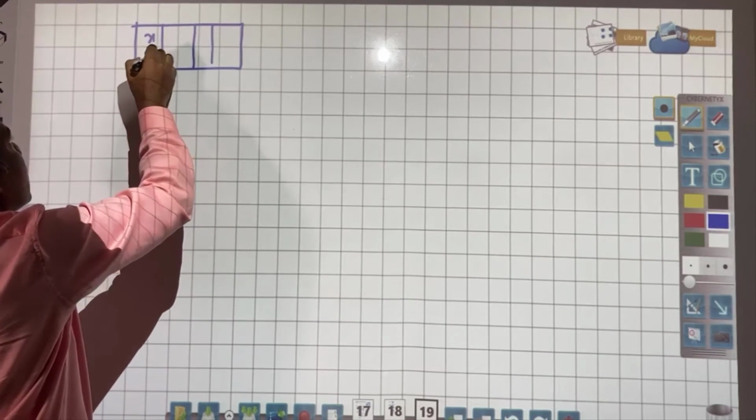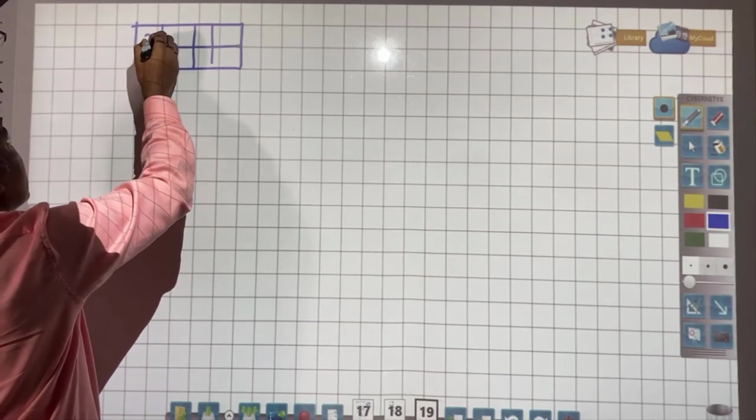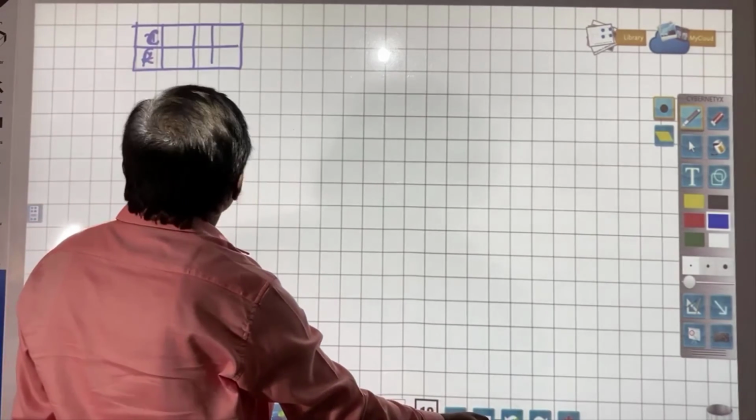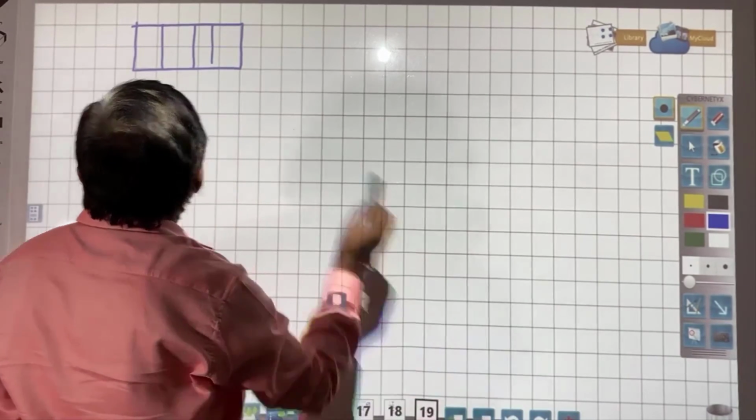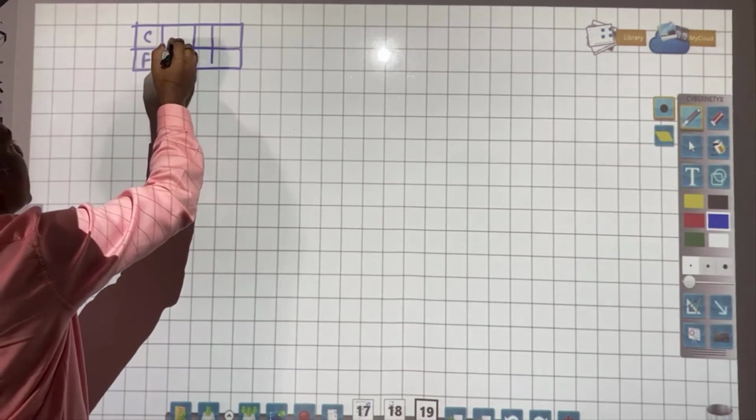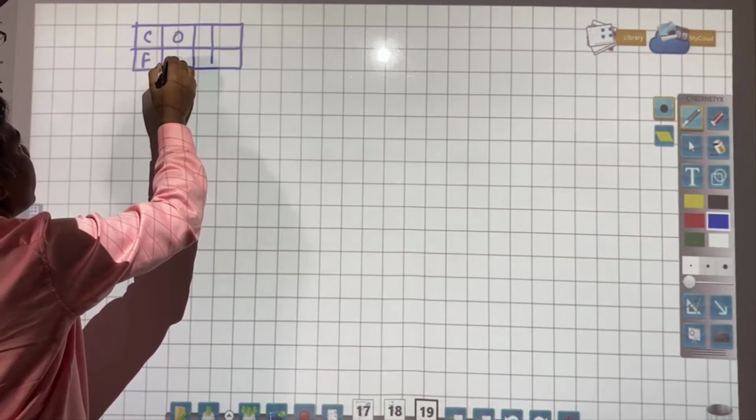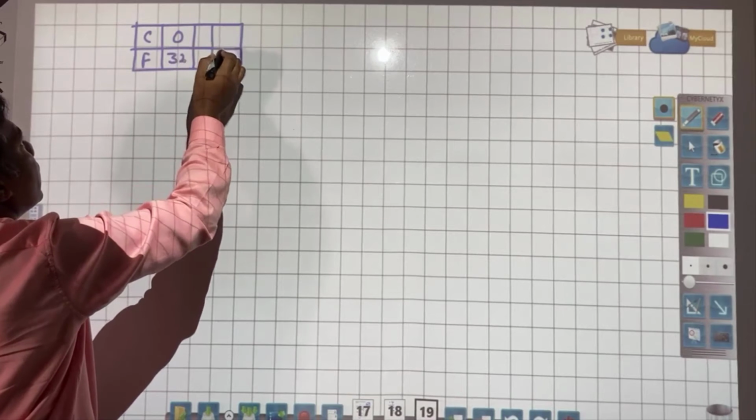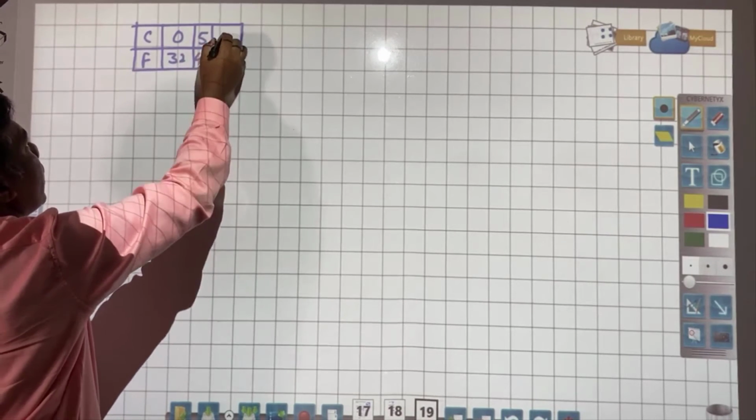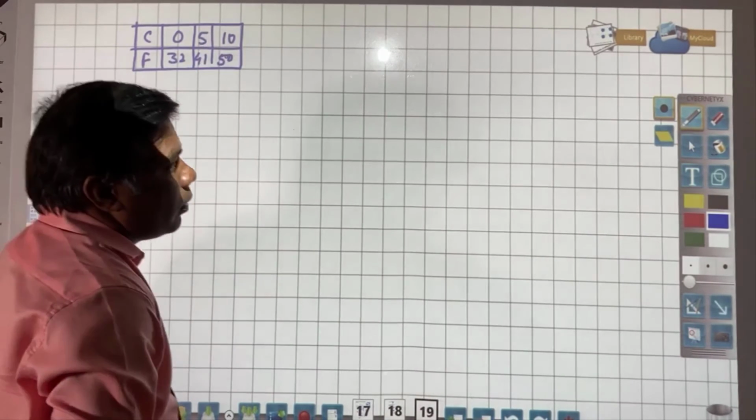Here you see, in place of x, suppose we have C and F. So if C is equal to 0, then we have F is equal to 32. When C is equal to 5, we have 41, and when 10, then we have 50. Now the graph is required to be plotted.